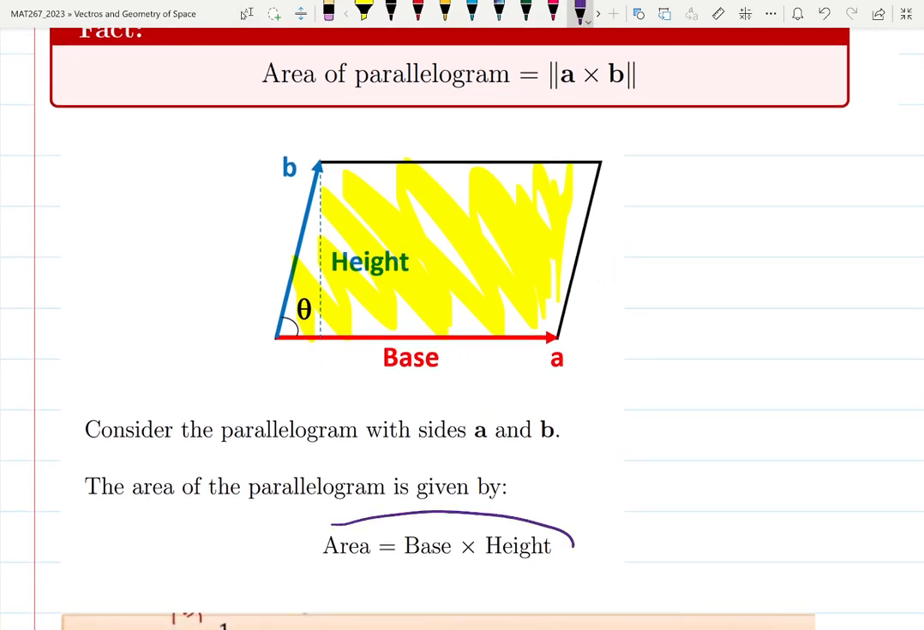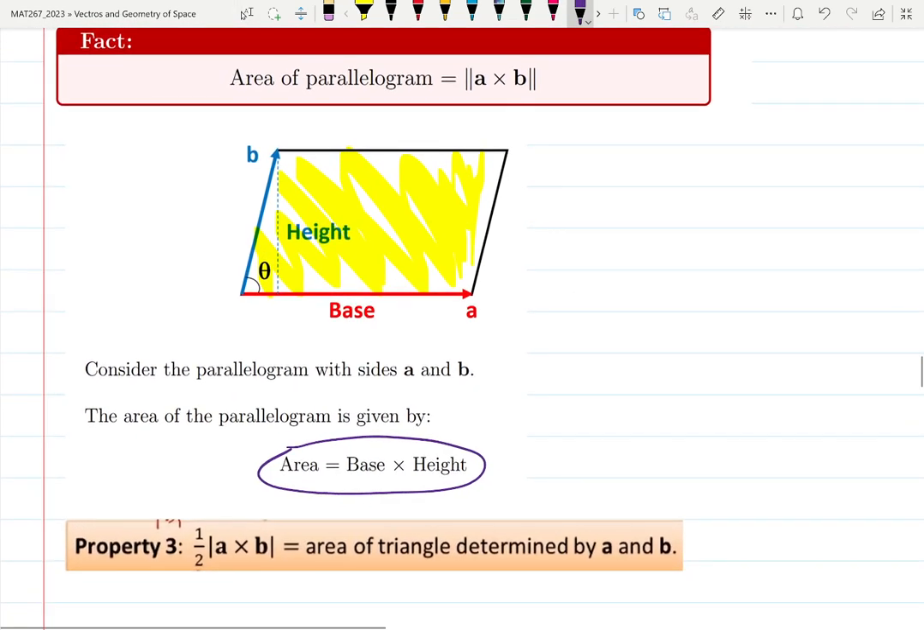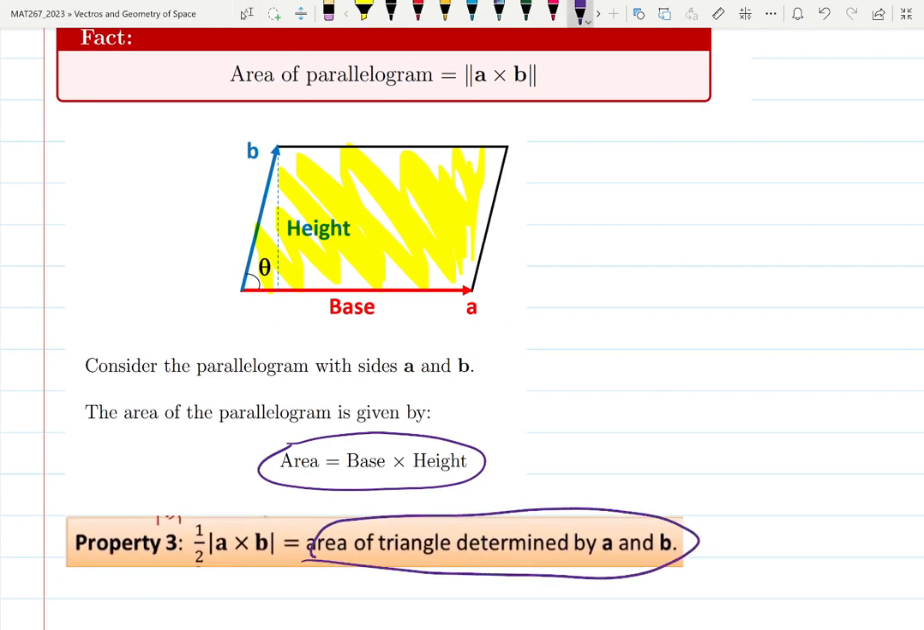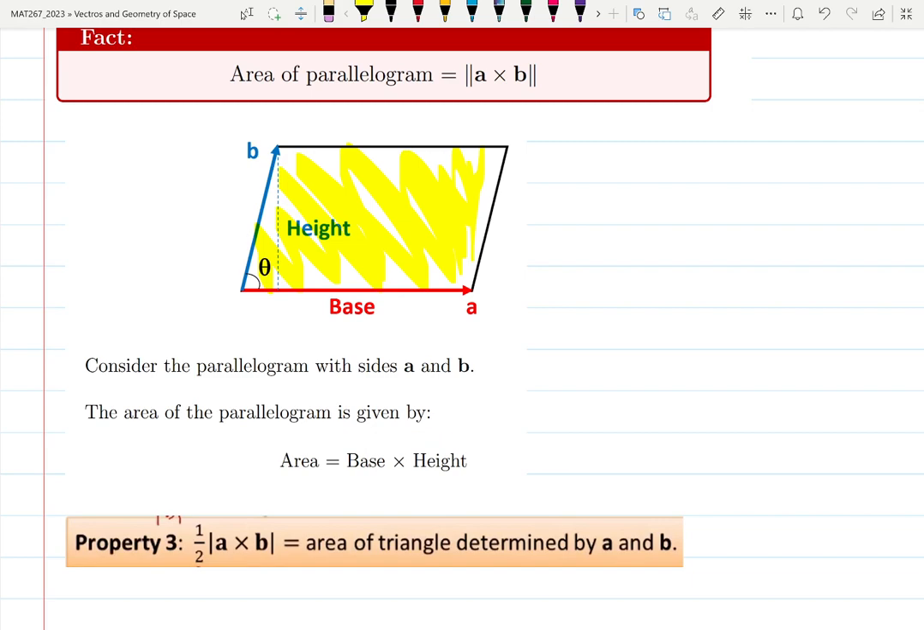So area is base times height, right? Now, triangle. They will ask you to find the triangle in your homework. Just take half of that. So write down: the area of a triangle is half of the area of the parallelogram. Some geometry comes into the picture, basically.